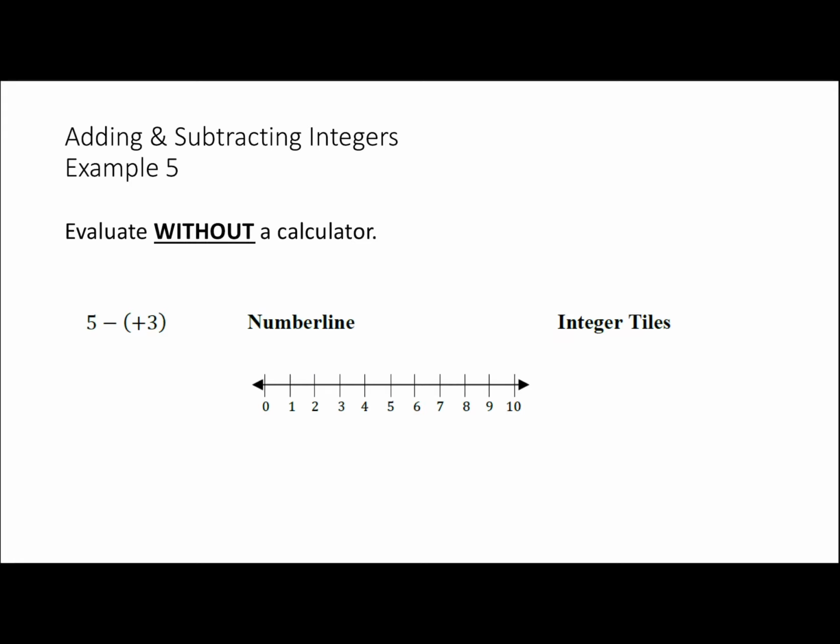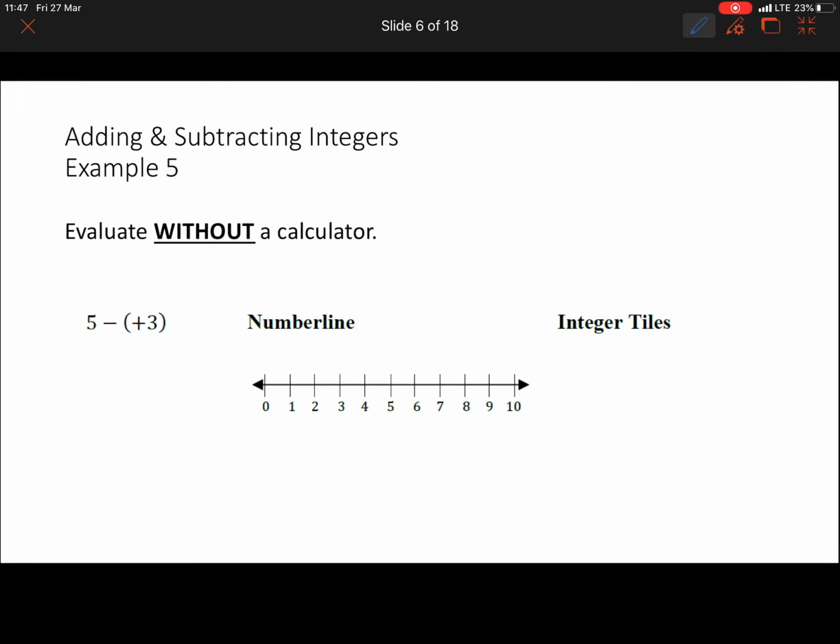Example 5. 5 minus positive 3. So we start on the number line at 5. The negative tells us to change direction. The next thing is a positive, which keeps us going in the same direction as we're currently going. So we're still going to go to the left. 1, 2, 3 spaces, giving us an answer of 2.